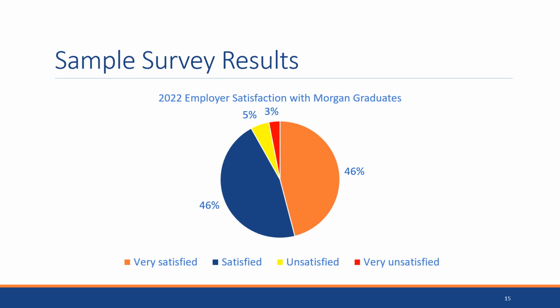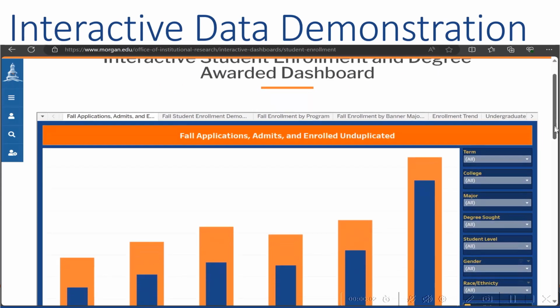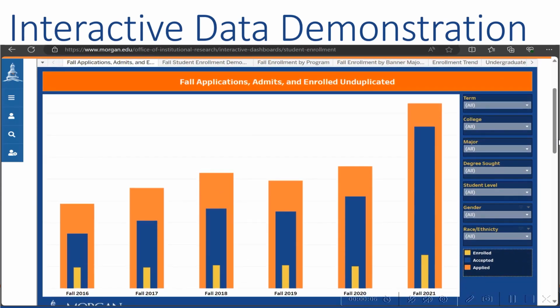The web-based survey tool that the Office of Institutional Research uses is Campus Labs. This tool is free to students, faculty, and staff. If you need an account, please contact us. Next, we will do a demonstration of our interactive data. Here is a demonstration of the interactive data on our website.